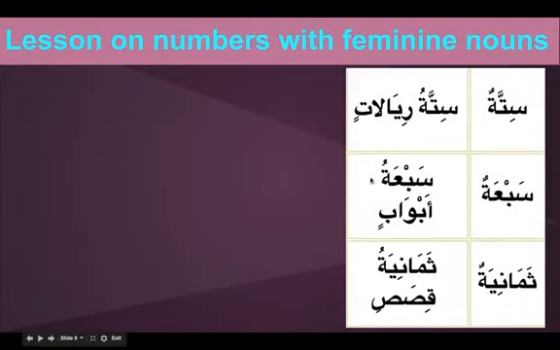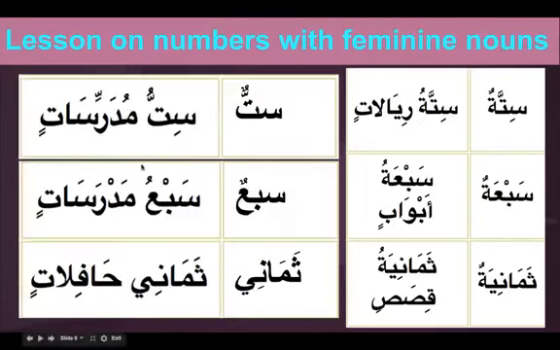So this is masculine nouns with feminine numbers again. Sittu, sab'u, thamaniyu, and here we got feminine nouns. Sit'u mudarrisatin, sab'u madrasatin, thamaniya. So this is 8. If you see here, thamaniya hafilatin, bus.